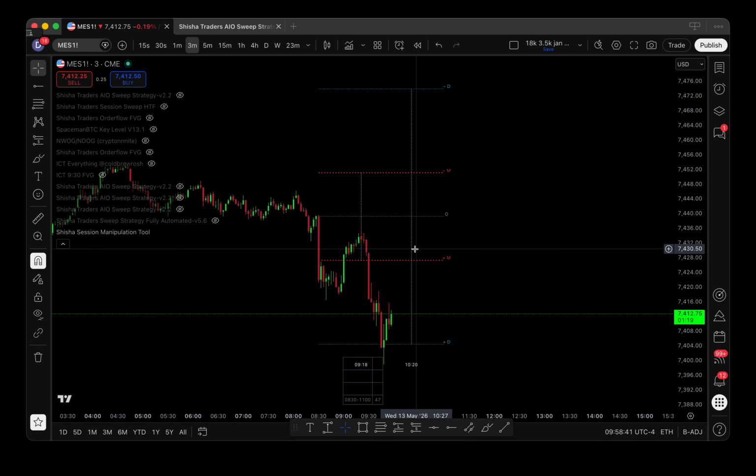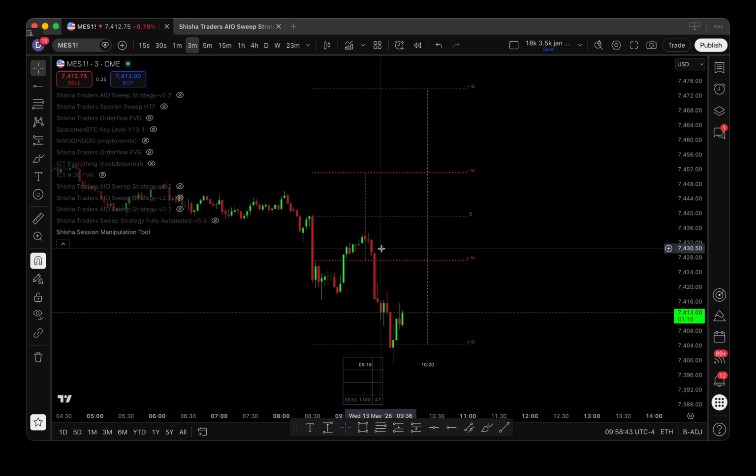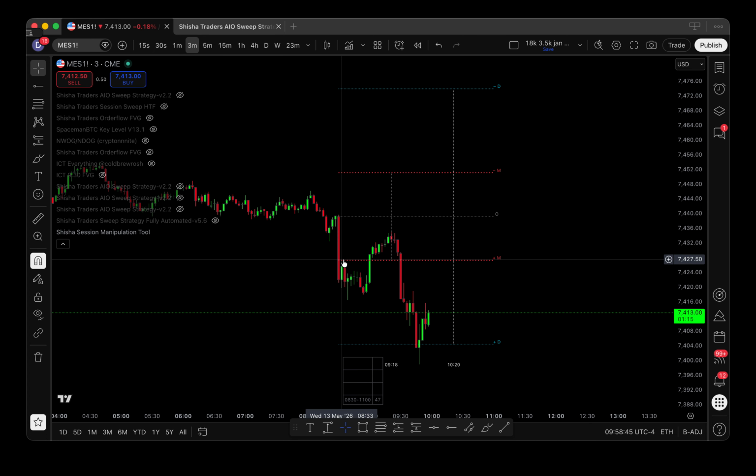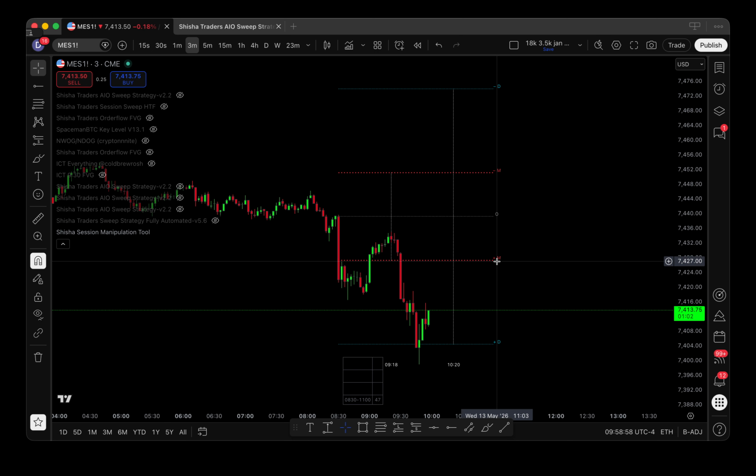So you see, the problem is that the original candle, the 8:30 candle, opened below the manipulation. So you know it's going to be a continuation. The whole point of this indicator is to help you do reversals, not continuations. Continuations is an advanced concept.